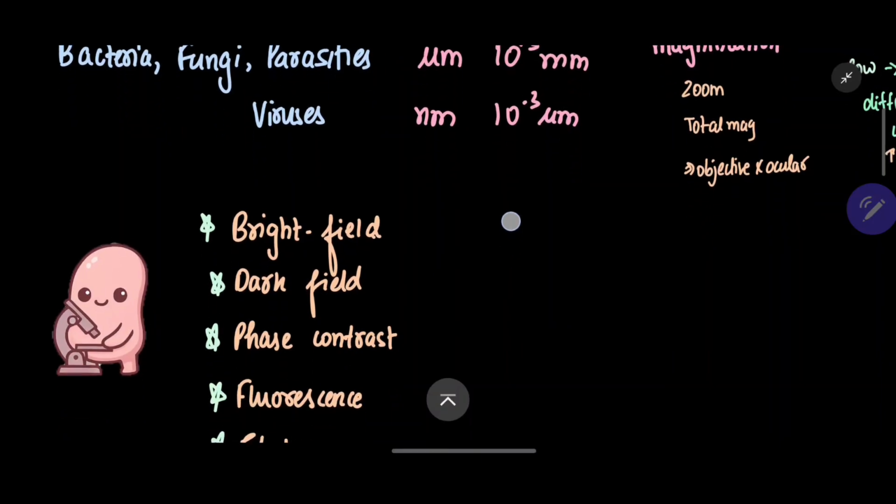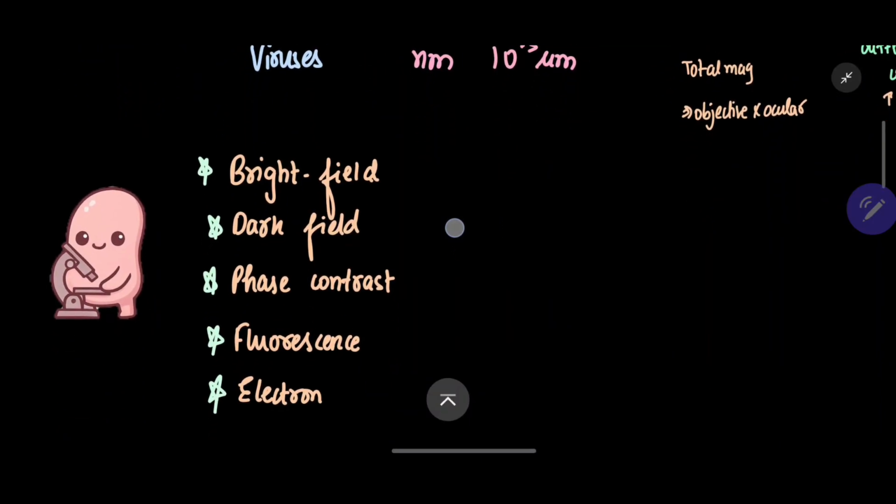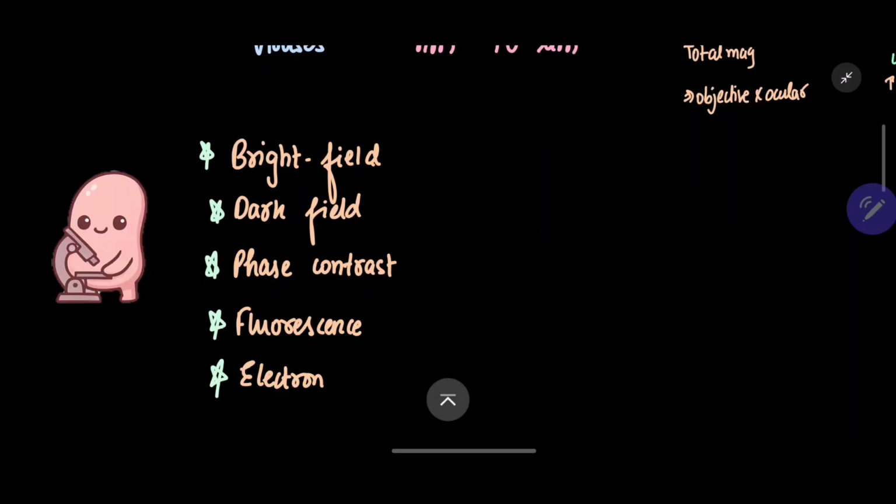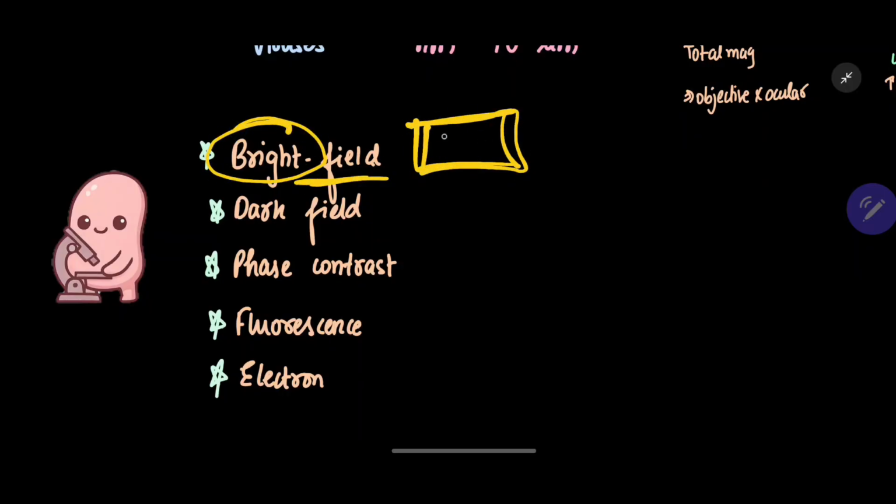What are the different types of microscopes? Let's just look at the names now; we'll go into detail later. So we have the bright field microscope and the dark field microscope. The name suggests that in bright field, the field is bright and the organism inside is dark. Okay, so that gives the name.